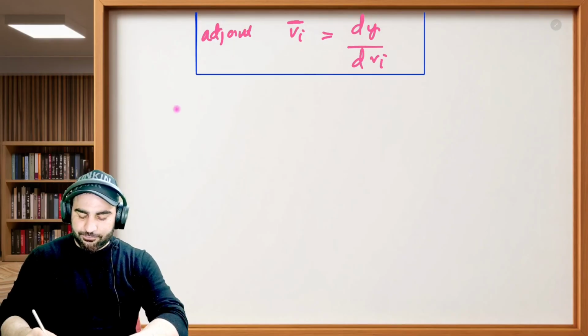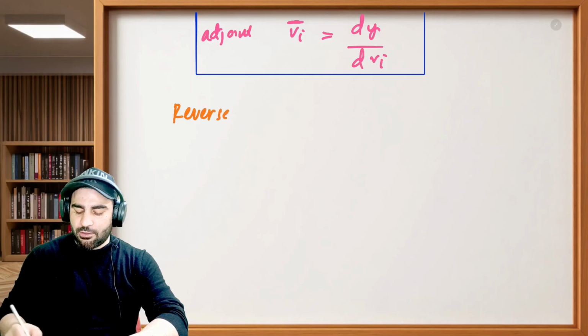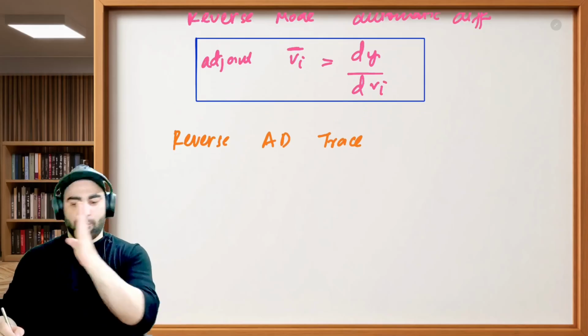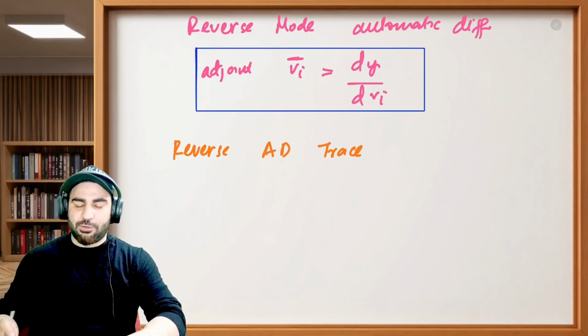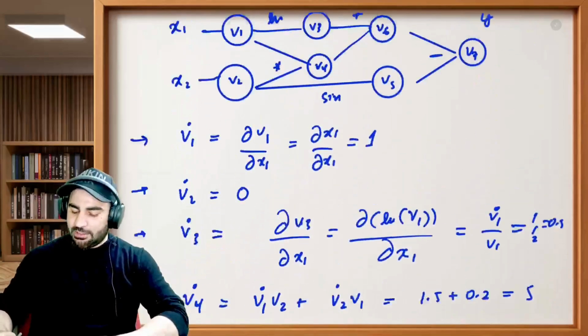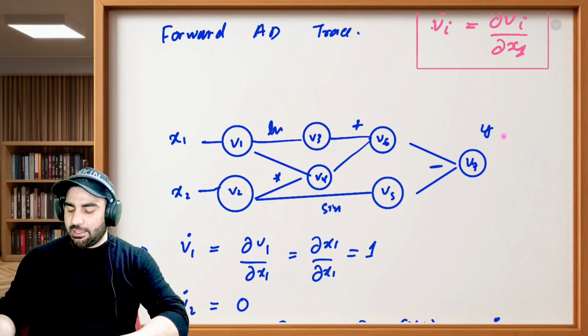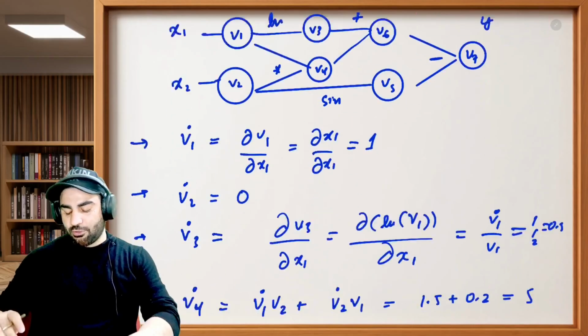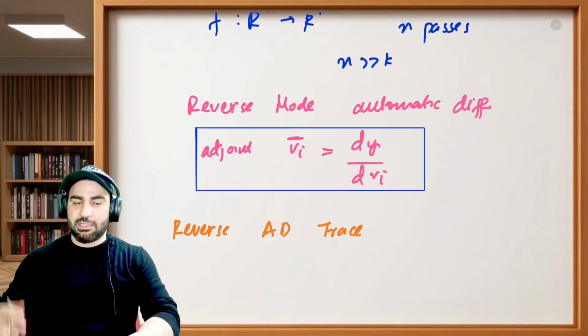We'll see a reverse automatic differentiation trace. I want to compute all of this, v1 dash, v2 dash, because I want to compute the derivative of y with respect to all the intermediate nodes. That's what we want to do in a neural network. You have a whole network, a computation graph of this sort, and you want to take the derivative of y with respect to all of these intermediate nodes. That's why I'm resorting to the backward pass, to automatic differentiation in reverse mode.